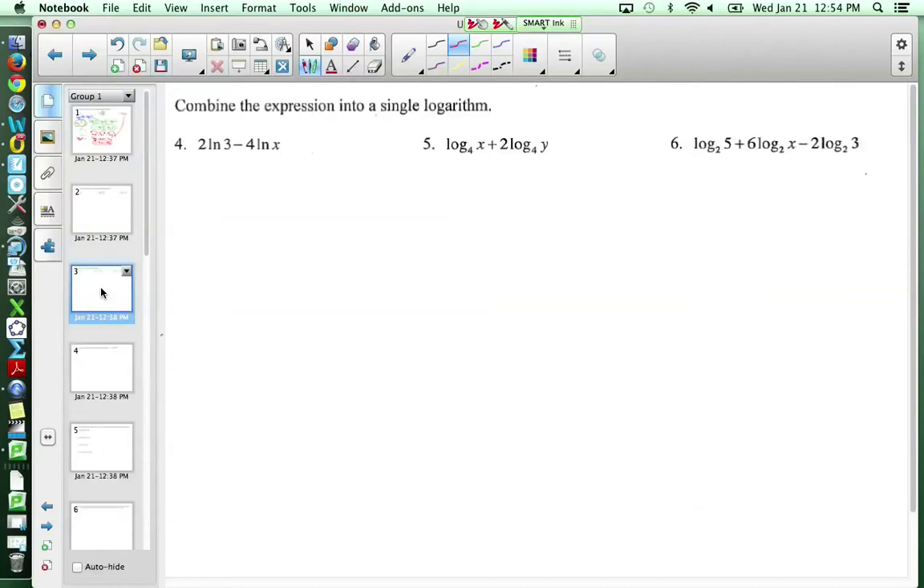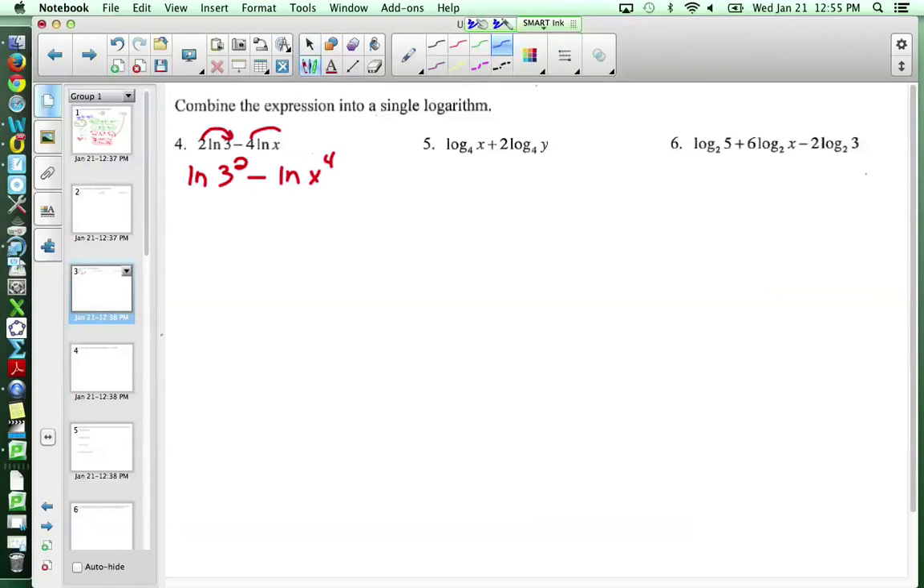For 4, 5, and 6, it's a similar process, except now we're doing the opposite. Instead of separating them apart, we're putting everything back together. And so for number 4, for any of these actually, if the logarithms are positive, the number goes on top of the fraction. If the logarithms are negative, they go on the bottom. So in this case, the 2 natural log of 3, we can start by bringing the 2 up as an exponent. So that's the natural log of 3 squared. We can do the same thing with the 4 and the x, minus the natural log of x to the 4th.